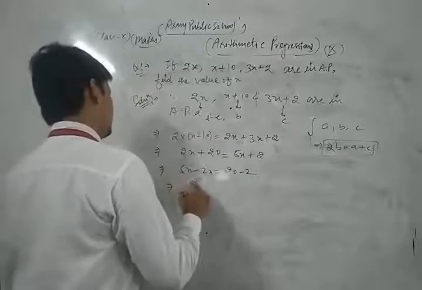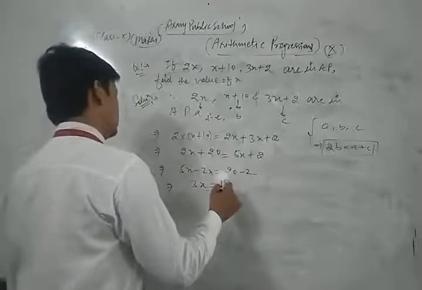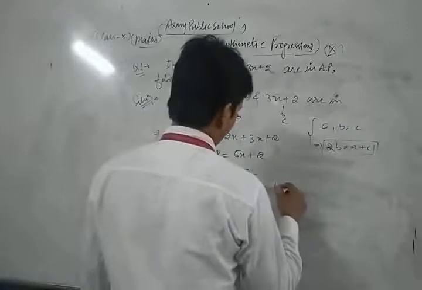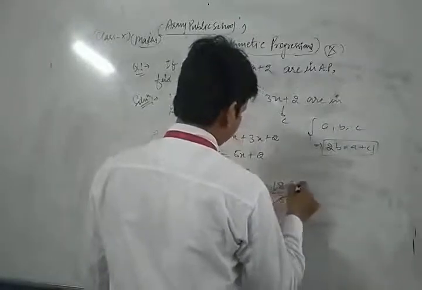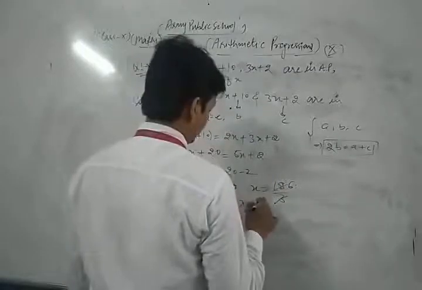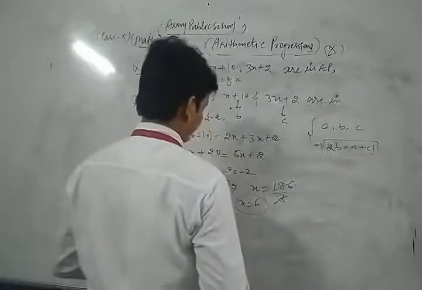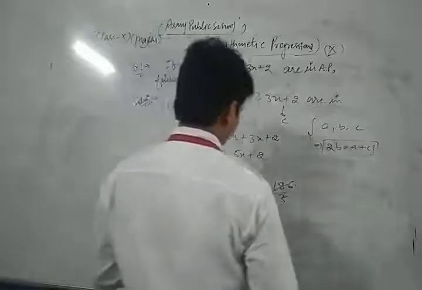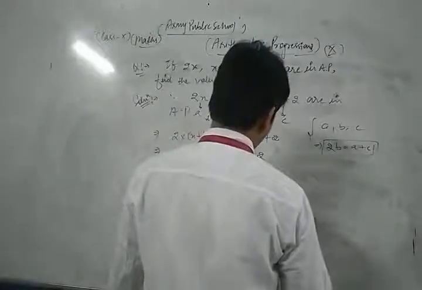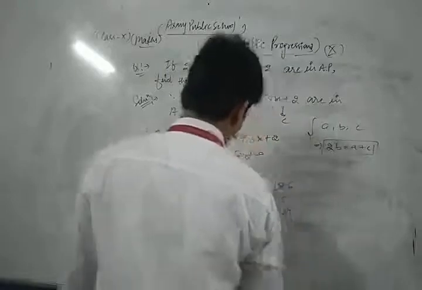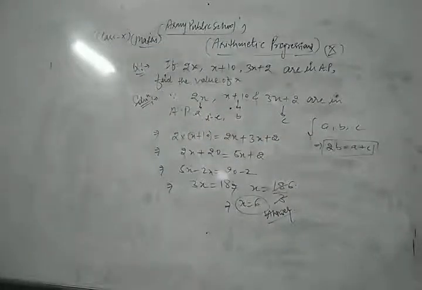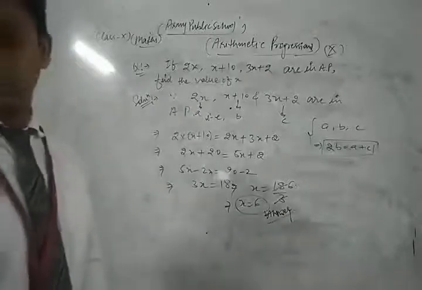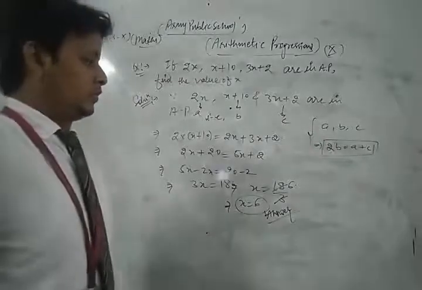So we get 3x is equal to 18, that is x is equal to 18 upon 3, 3 6s are 18. So the value of x is 6. This is the required solution of the given question.